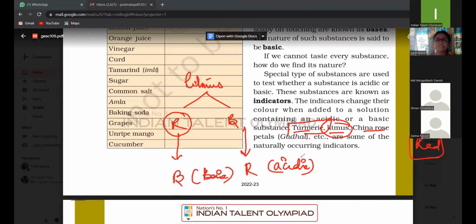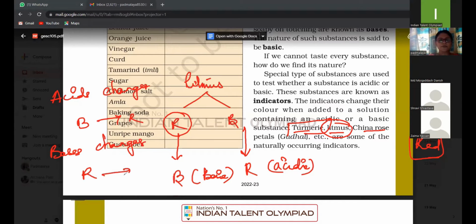Okay. So in simple terms, we can say that acids change blue litmus to red. Bases change red litmus paper to blue. This is an indicator. With the help of this, we can indicate.